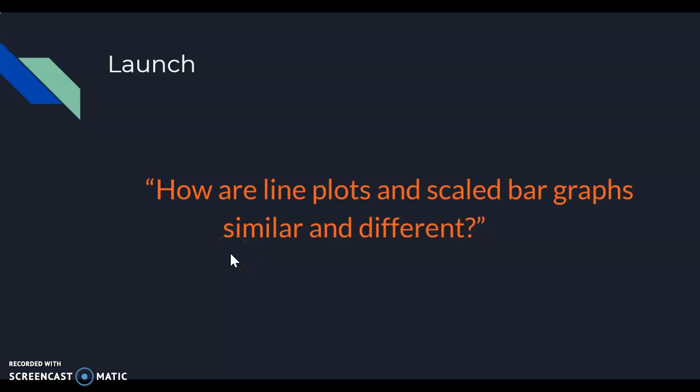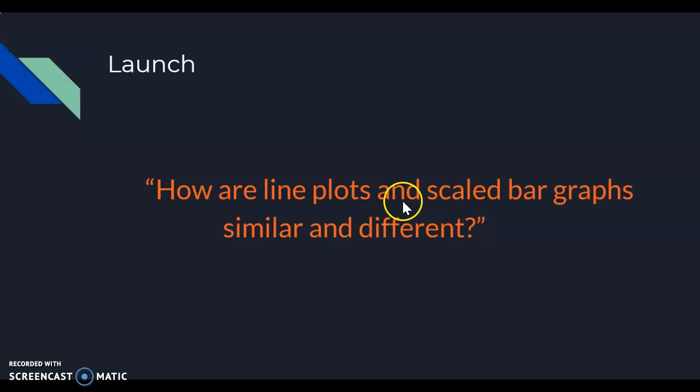How are line plots and scale bar graphs similar and different? We're going to pause here for a few minutes, and I want you to be thinking about your answer to this particular question. If you need to go back in your book and look at examples, line plots have an example on page 9, and the scale bar graph has an example on page number 11. So we're going to pause, and I want you to think about your answers for this.